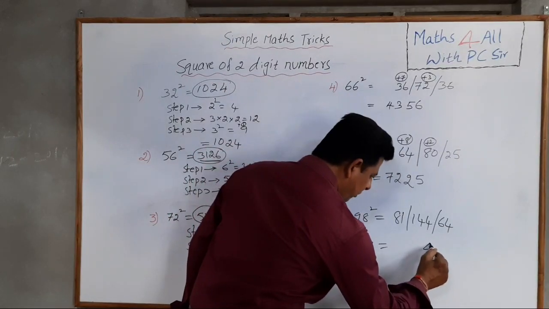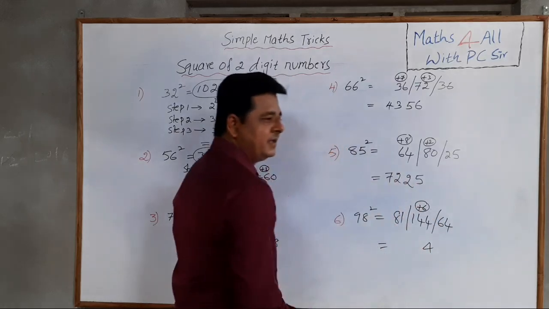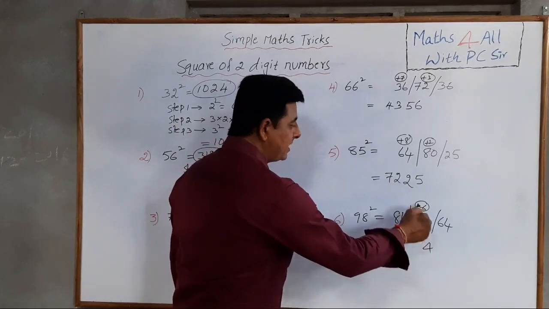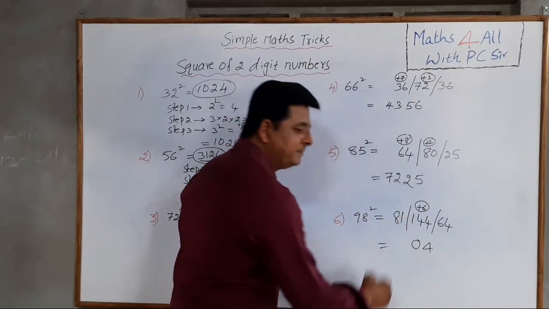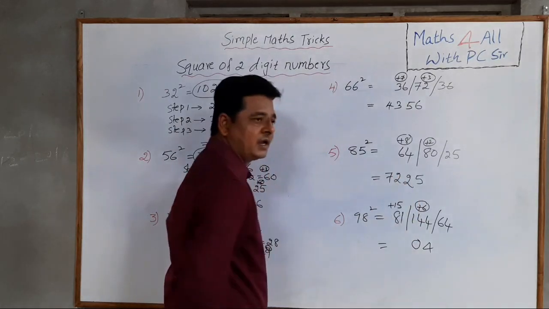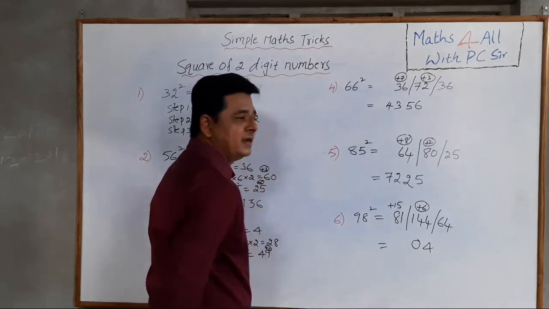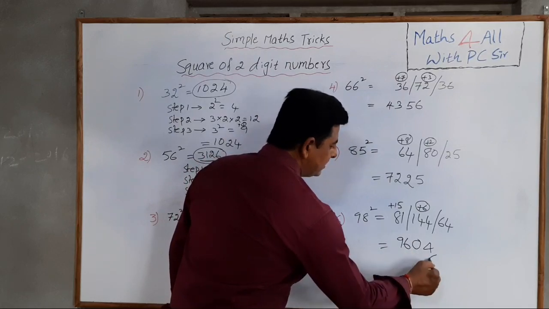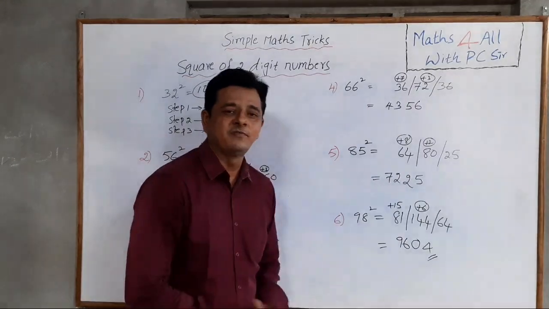The first digit is 4. Then next, 6 carry forward here. 144 plus 6, how much? 150. 150 means what is the unit? 0. And again 15 is carry forward. Clear? 15 is carry forward. Then next 81 plus 15. What is 81 plus 15? 96. Understand? So 98 square is equal to 9604.